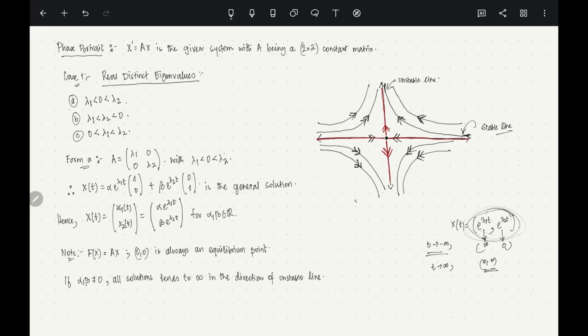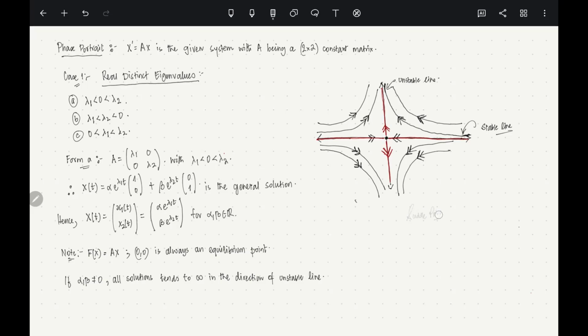Now the question is this: why are we calling this sort of situation by that name? See, the origin is there, right? This is the origin, and you have this situation that along some direction you are approaching the origin, along the other direction you are actually going away from the origin. This sort of situation you already know from several variables. We call such a situation a saddle, right? So 0 is a saddle point.